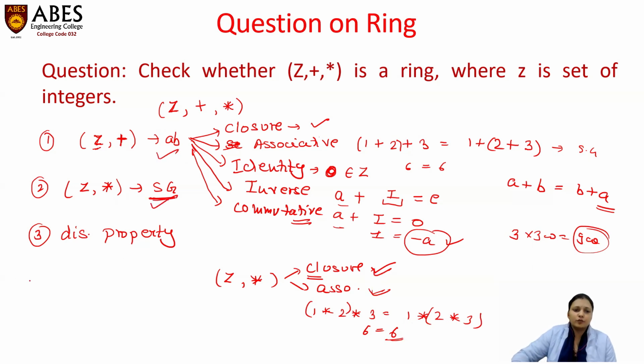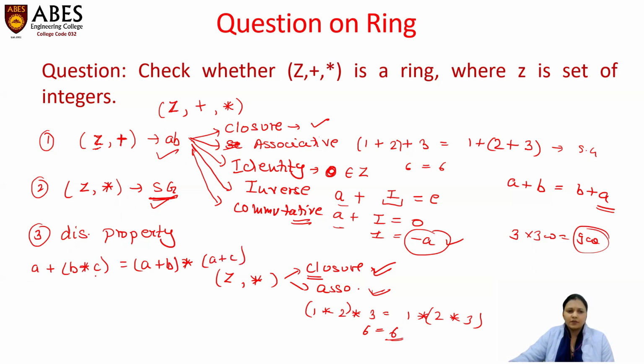Now we will check for the distributive property. The distributive property says that a plus b, multiplication c, should be equal to a multiplication c plus b multiplication c. Take the values of a, b, c as any three integers, let them be 1, 2, 3. So 1 plus 2 multiplication 3, and 1 plus 3 multiplication 1 plus 6.